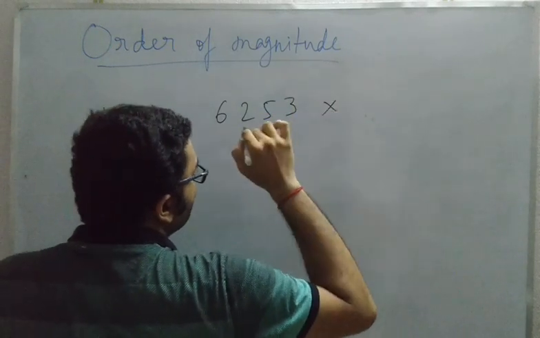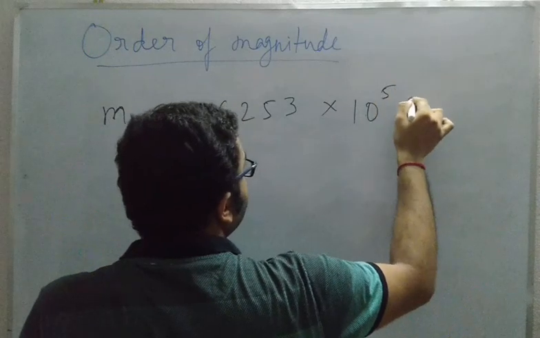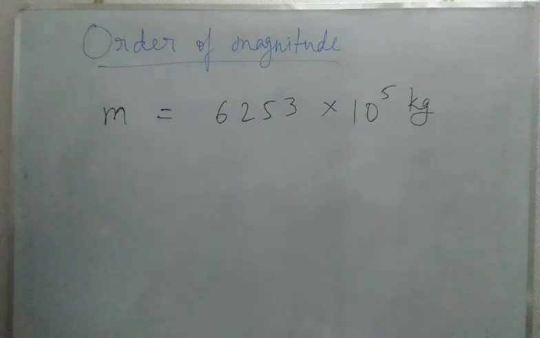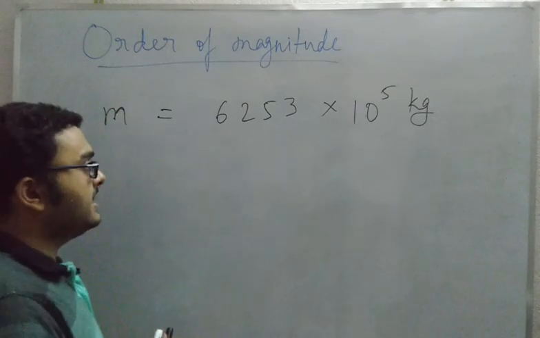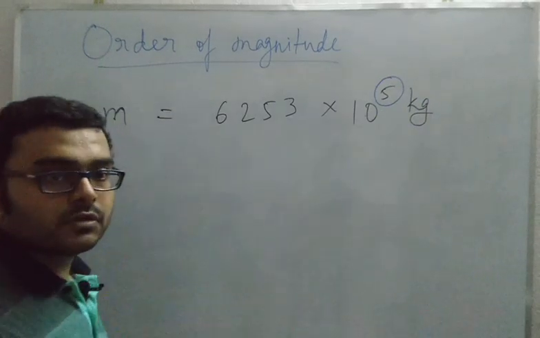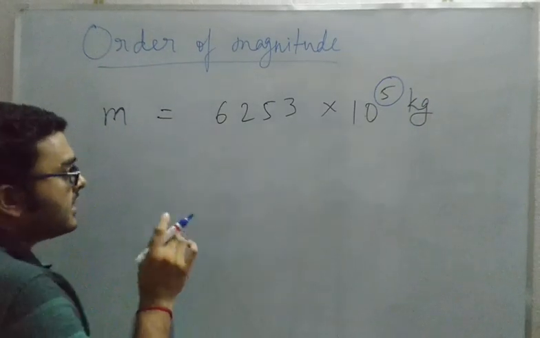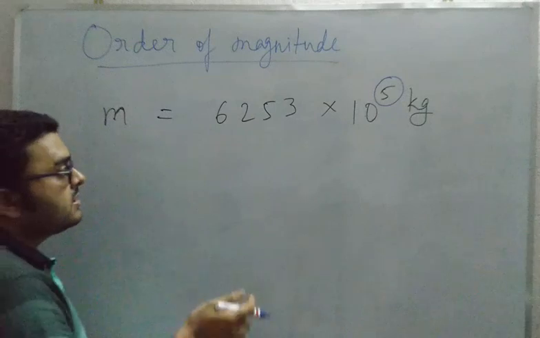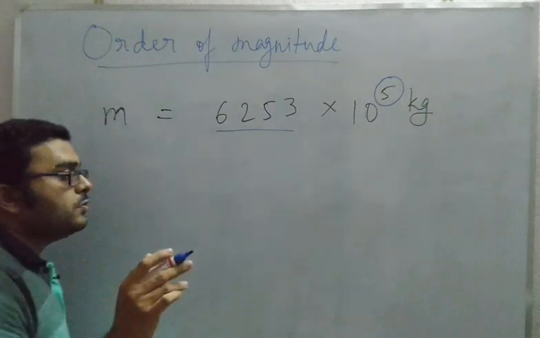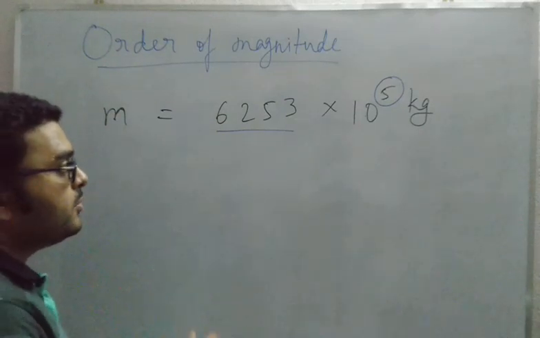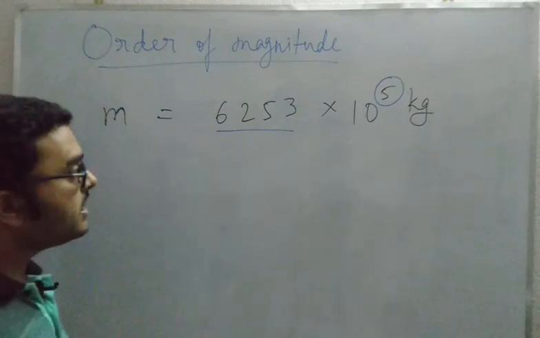3 into 10 to the power 5 kg. Okay, so now see, many of you will be thinking that in this physical quantity the order of magnitude is 5. No, this is wrong, because you have not expressed the numerical value as we have mentioned earlier. See, here it is 6253. This is not an integer value between 1 to 9. First of all, you have to express this in between 1 to 9. So let us see how we can do that.